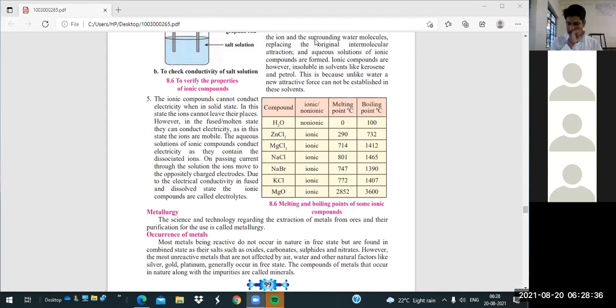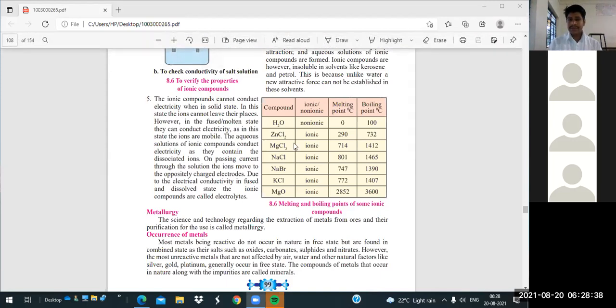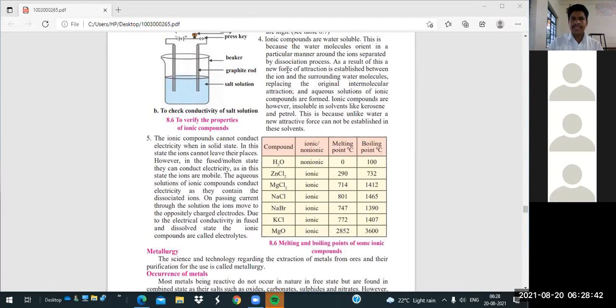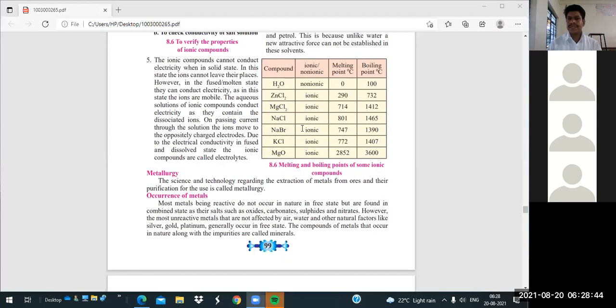And now, how do metals occur in nature? Some metals we get in the free state, but some metals are not found in the free state. They are found in the form of their oxides, like magnesium oxide, then carbonates, sulfates, and nitrates.